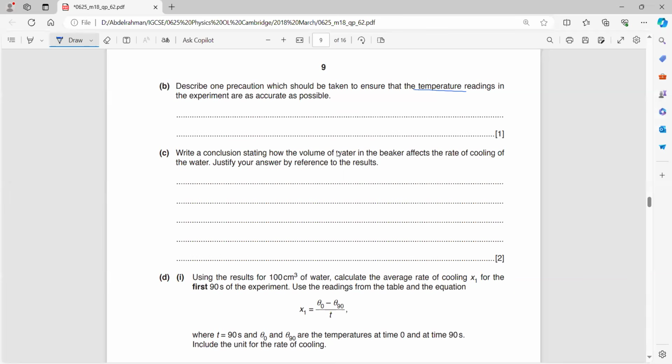Okay, we can stir the water gently, to make sure that you have an average reading. Okay, wait until the temperature stops rising on the thermometer. For example, you have those main three precautions for any thermometer.